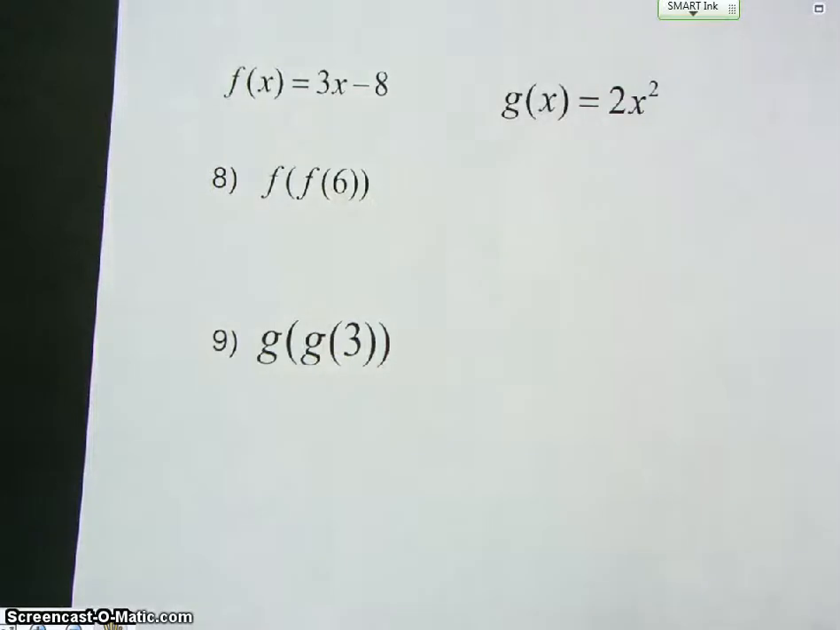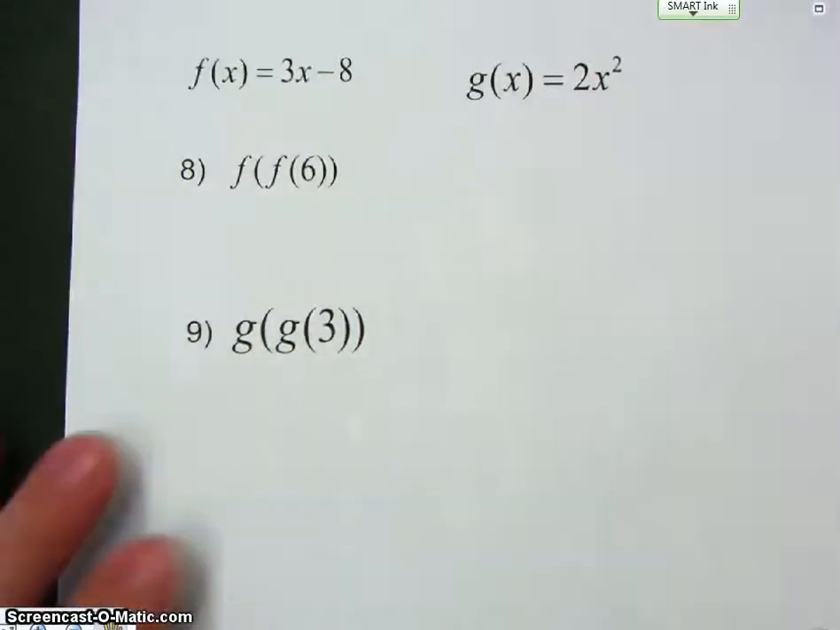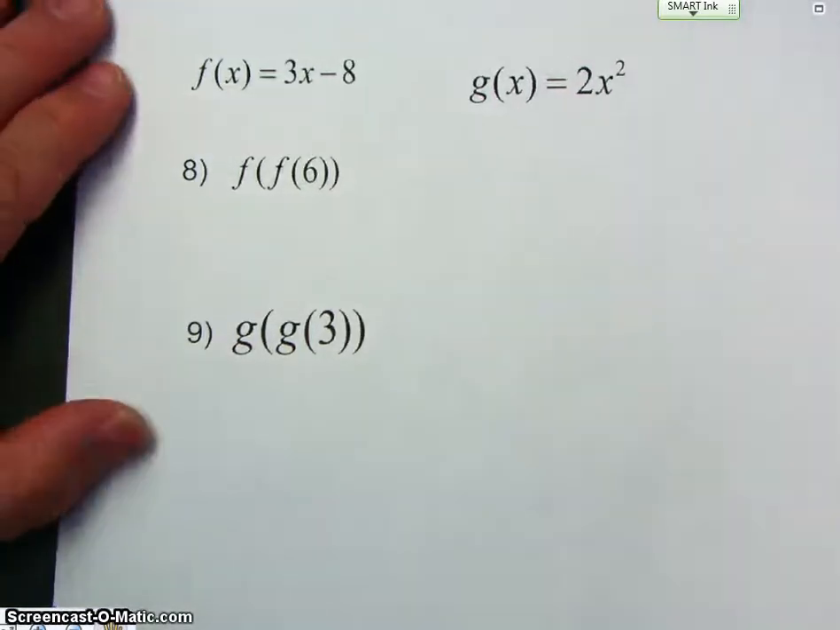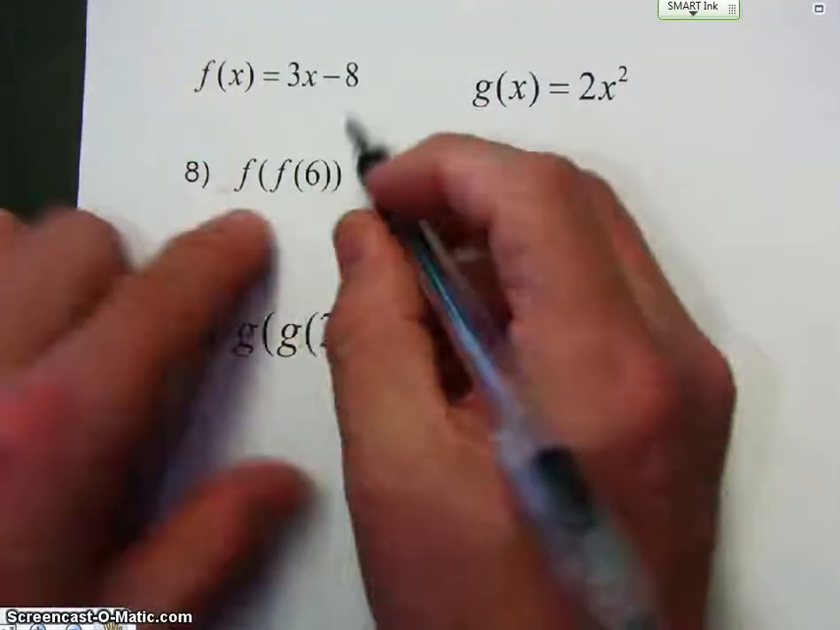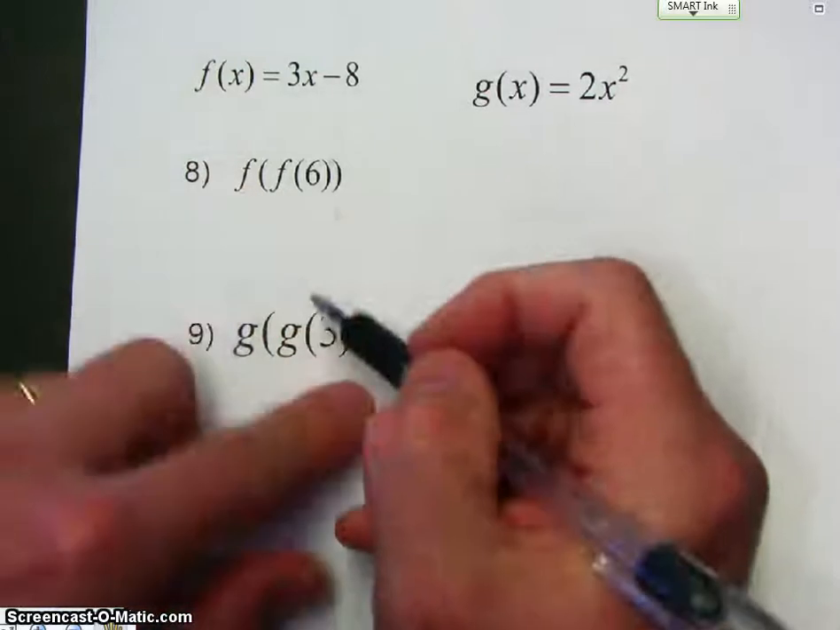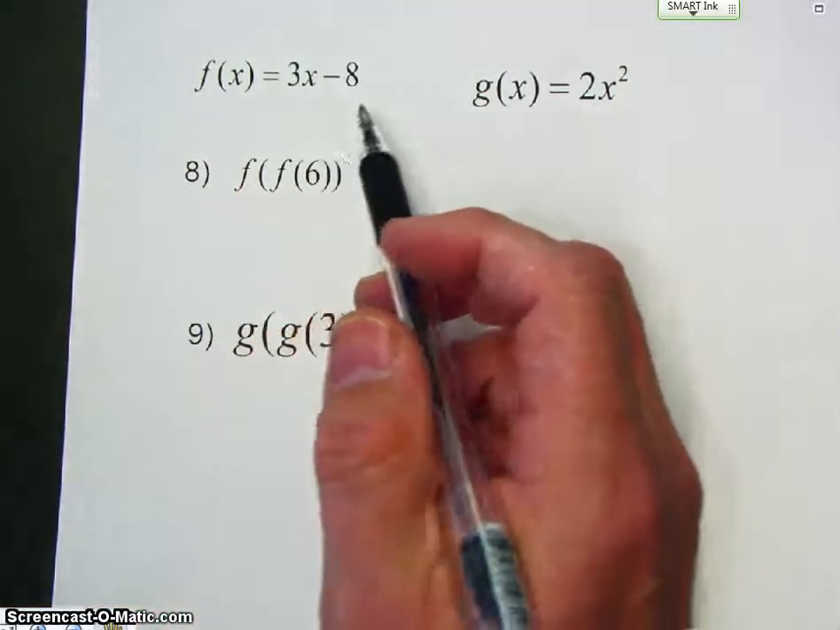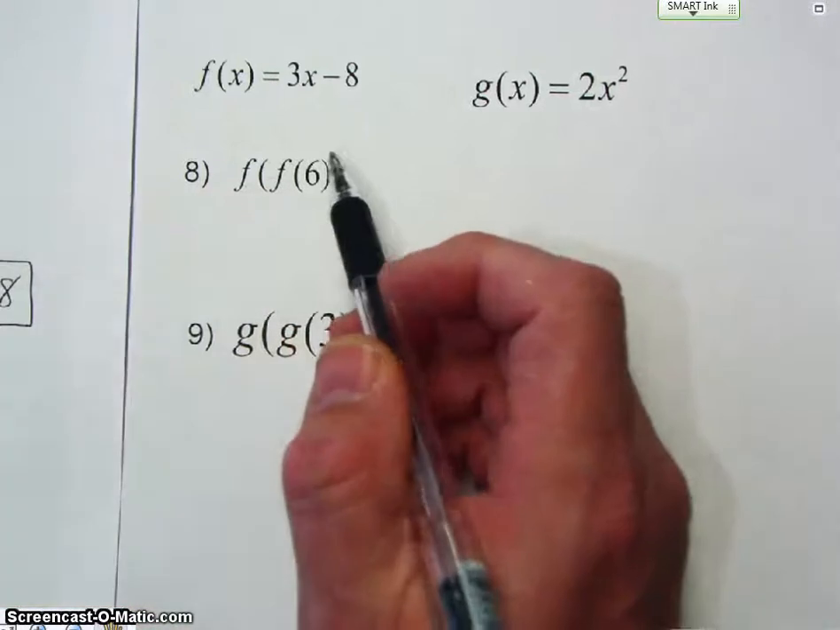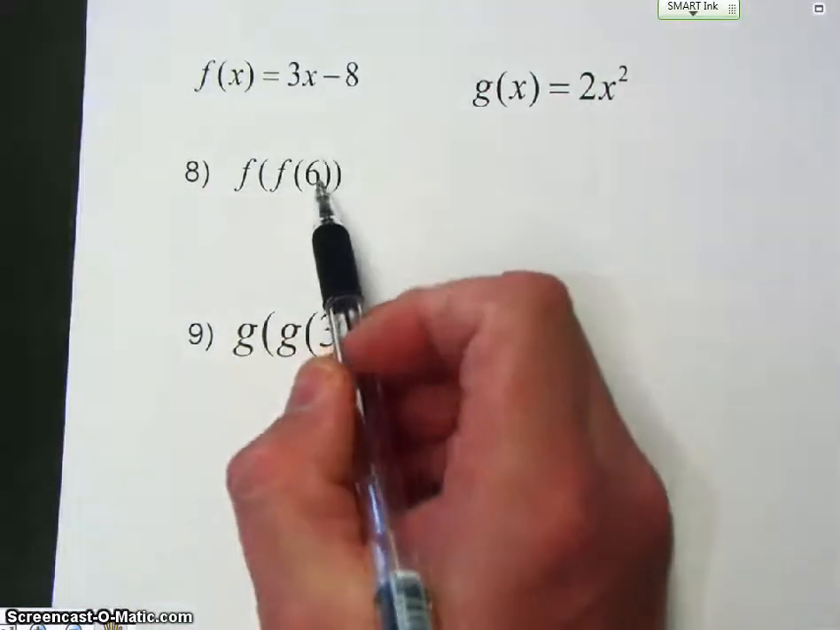And we're doing it again. So you know what to do. Hit pause, try it, and hit play, and then compare your answers. Alright, these two are different. If you notice, they're a little bit different from the other ones. You got g of f or f of g. Here we got f of f. So what that means is I'm going to plug 6 into f.